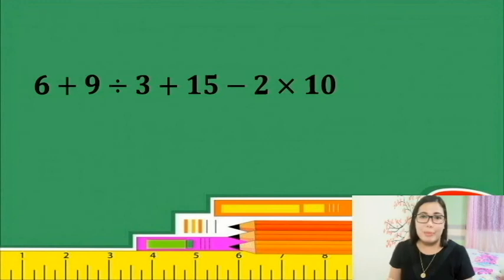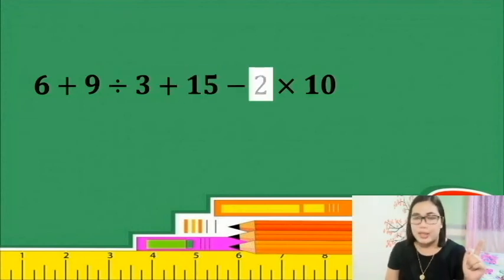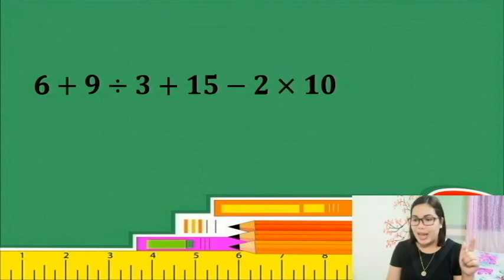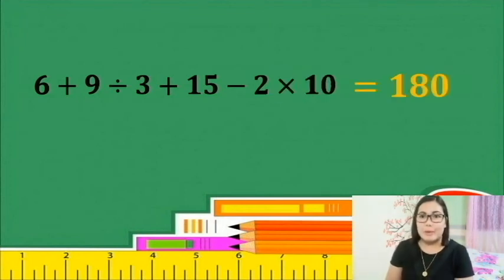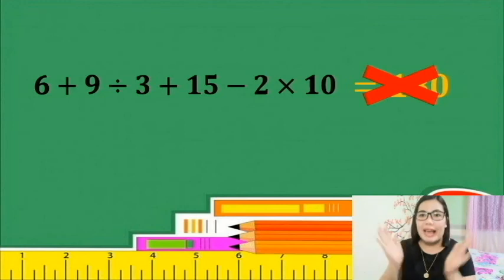Basically, what students commonly do is this. We have 6 plus 9, that is equal to 15. Mental calculation, divided by 3, that is equal to 5, plus 15, that is equal to 20, minus 2, that is equal to 18 times 10. So, that is equal to 180. But the question is, is it really 180? Oh, wrong! Why is 180 wrong?